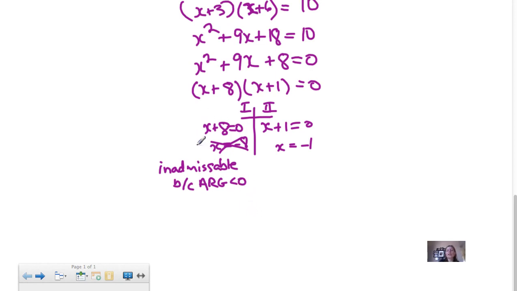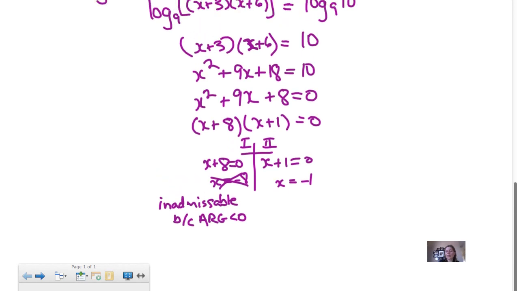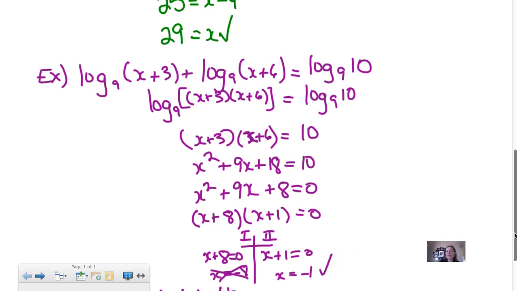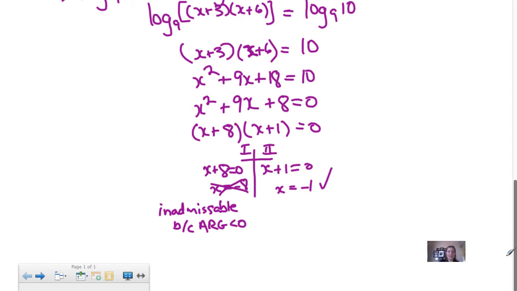Okay, so this is an extraneous root. It's extra. It doesn't actually fit into the solution. Let's see if negative 1 works. Negative 1 plus 3 gives us a value greater than 0. And negative 1 plus 6 also gives us a value greater than 0. So x equals negative 1 is the only solution to this question.